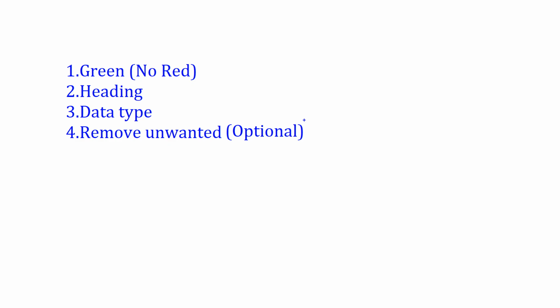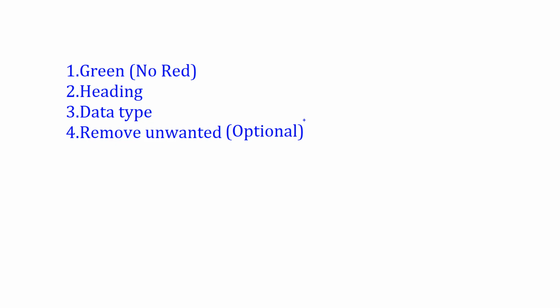What is the advantage of removing the unwanted? Your file size will be lesser, and your system will be faster. Suppose I have thousands of columns. I don't want 1,000 columns. For reporting, I want only 20 columns. So why have so many columns? Remove the unwanted, which will save your file size.